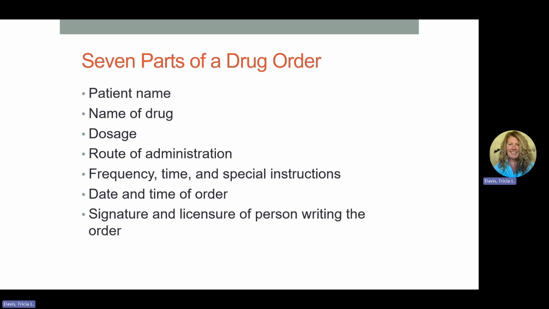Next is going to be the name of the medication that the doctor wants us to give, followed by the dosage. So how much of this drug do you want me to give Mrs. Jones? And then we want to know the route of administration. So how do you want Mrs. Jones to receive this medication? Do you want her to get it through an injection? Do you want her to take it PO by mouth? Do you want it to go IV? What is that route of administration?